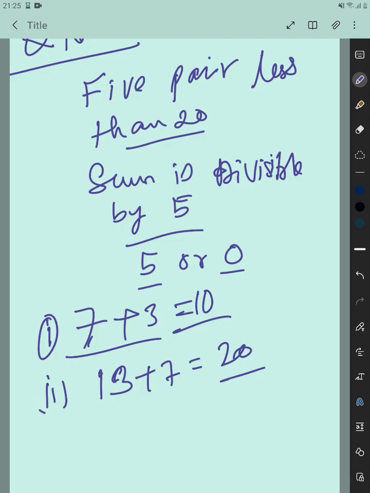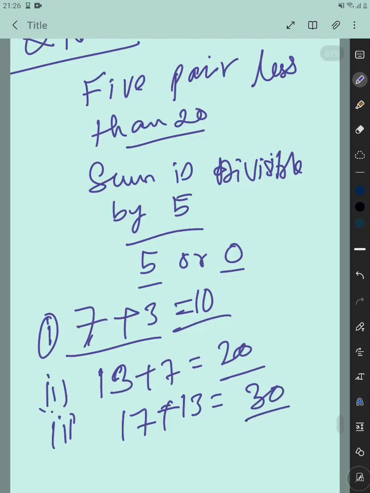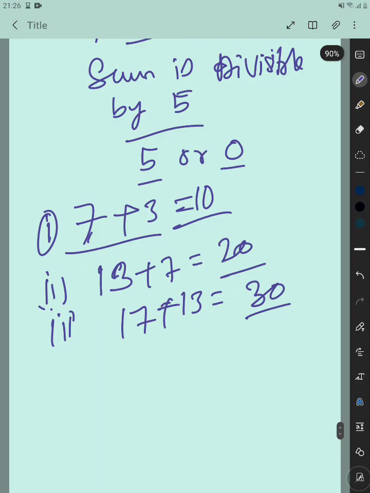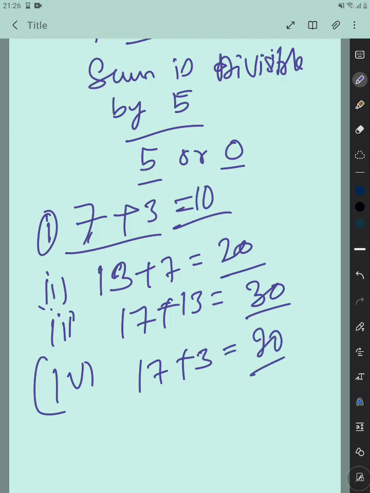Now we can take another pair, 17 and 13. 17 plus 13 is 30. This can also be divided by 5. Let's take 17 and 3 also. 17 plus 3 is 20, and this can be divided by 5. And now take some other numbers. One more example we need.